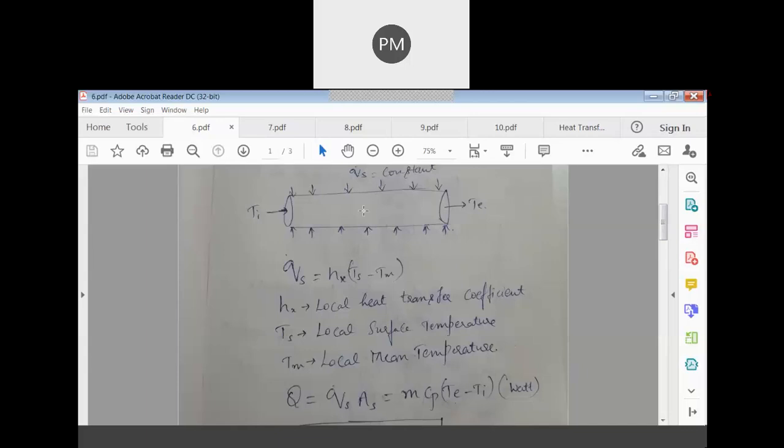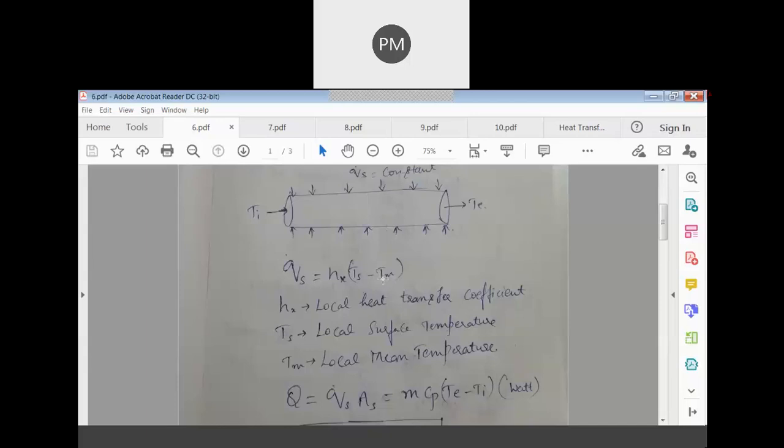I told you, the temperature of the fluid at the center of the tube will be different than the surface temperature. If you take this particular cross section, the temperature of the fluid is different at the center of the tube as well as at the surface. There will be a temperature gradient from the surface to the middle of the tube. That is why we are going to take the average temperature or the mean temperature. I told you while I was explaining the boundary layers.